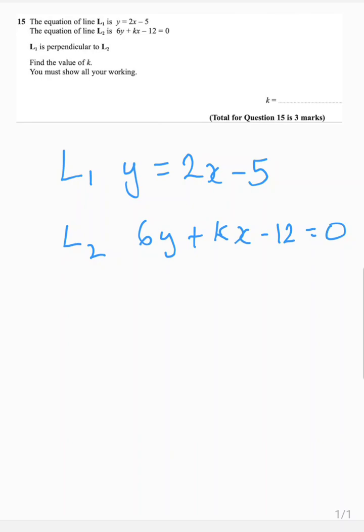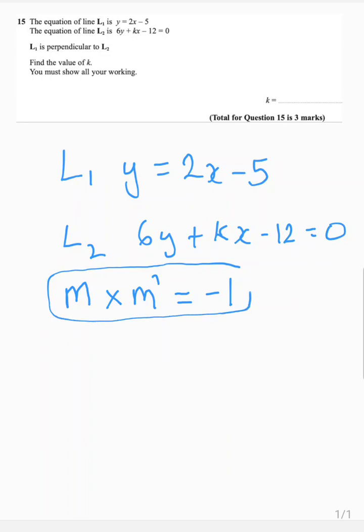Because you're told in the question that the two lines are perpendicular, what that means is the gradient of one of them multiplied by the gradient of the other one, so we call them m and m dash, must equal minus 1. That's the rule for two perpendicular lines. When you multiply their gradients, you always get minus 1.